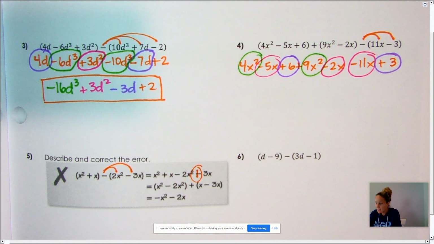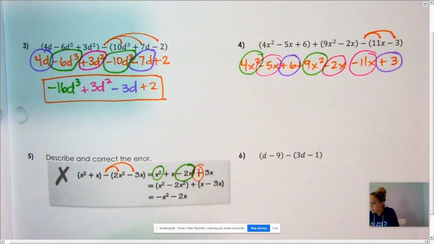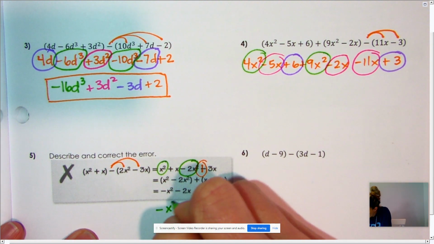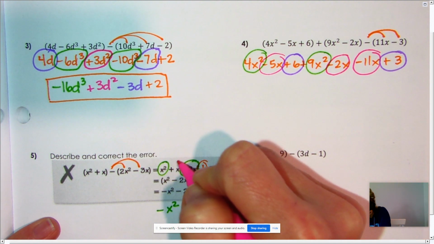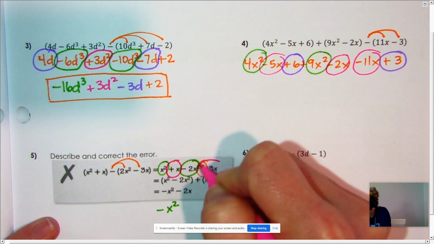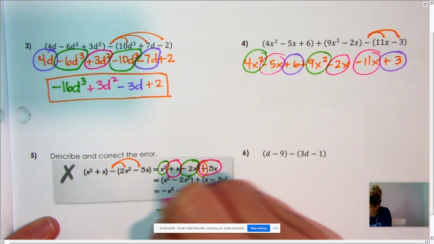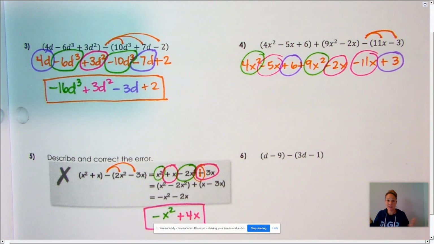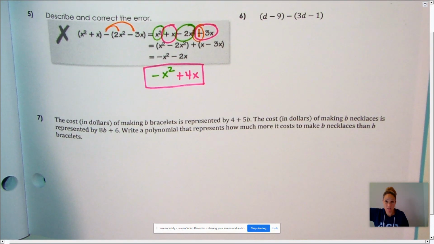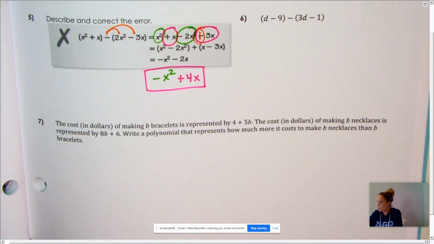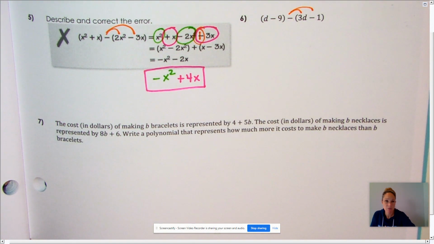Okay, so for the correct answer, we would put the x squared with the negative 2x squared. So that would be negative 1x squared. But then when we add up the positive x and the positive 3x, we would get positive 4x's. So that is the correct answer. They forgot to distribute the negative to everything in the parentheses that followed. Okay, so question number 6, you guys should be able to do, just distribute that. Easy peasy.